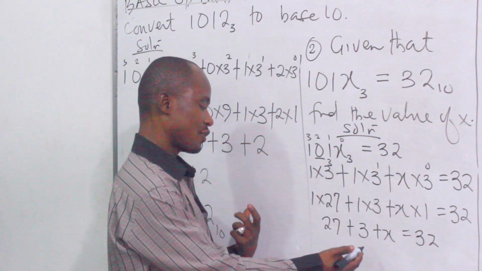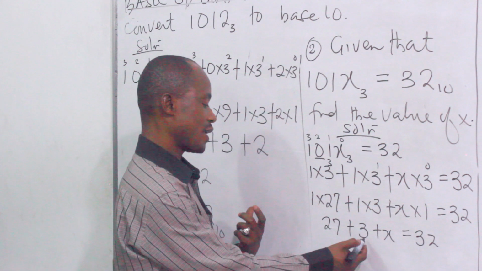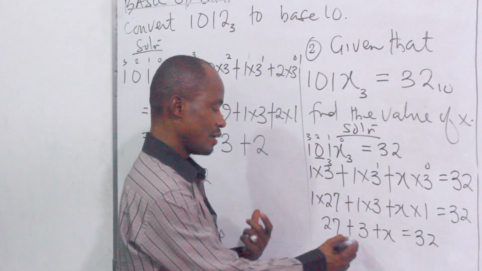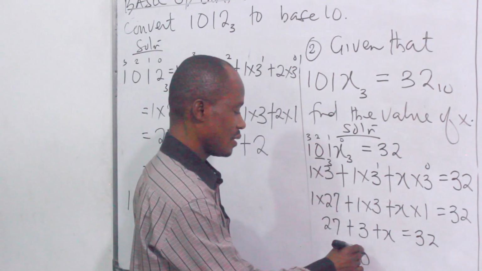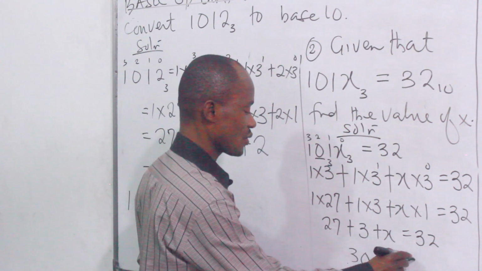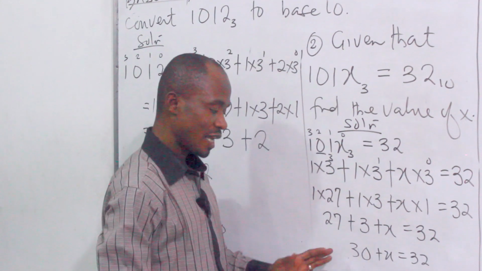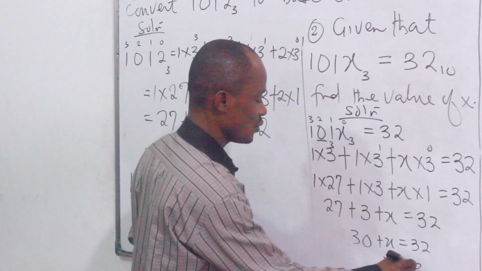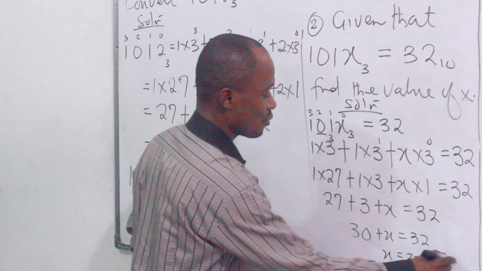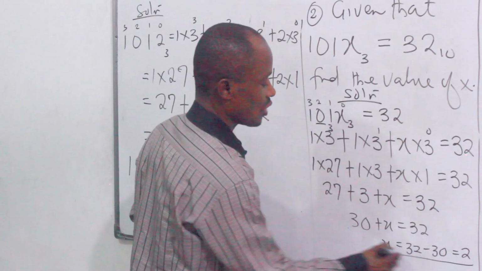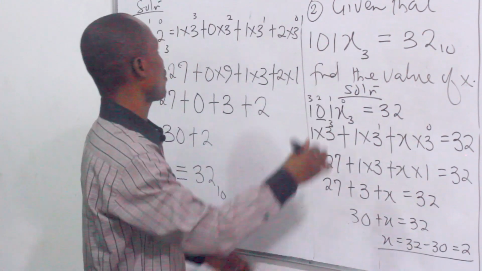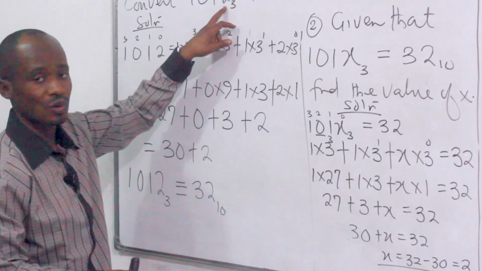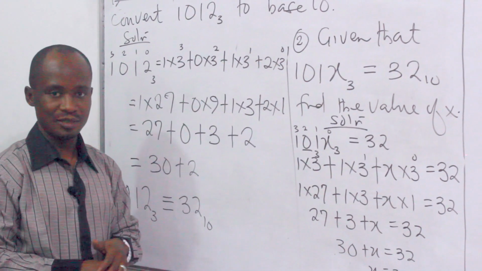Further simplification yields that 27 plus 3 equals 30, plus x equals 32. Collecting like terms, x will be equal to 32 minus 30, and 32 minus 30 equals 2. That shows that the value of x here equals 2, which is the same thing as the 2 from the beginning of the equation.